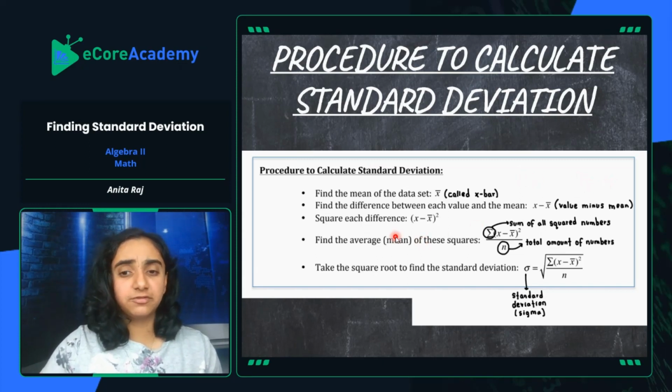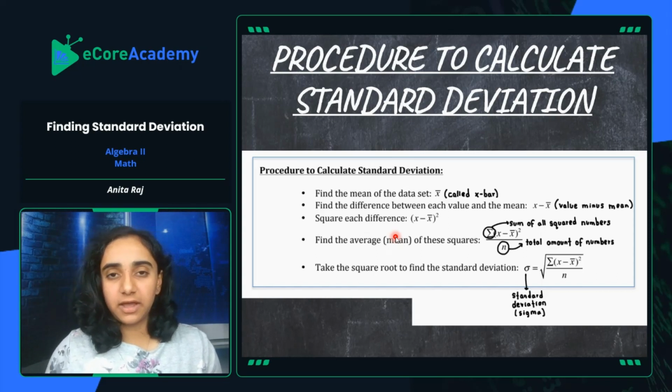After we find every difference, we're going to then square each difference. Like I said, in this example, 8, 9, and 10: 8 minus 9 is -1, and we square that and get 1. 9 minus 9 is 0, square that, get 0. 10 minus 9 is 1, square that, and get 1.